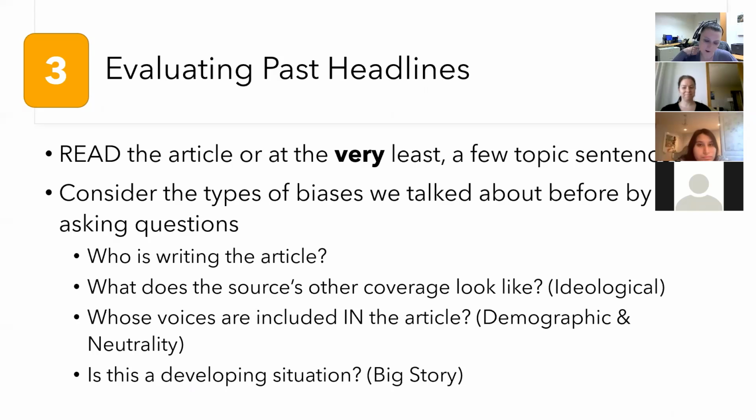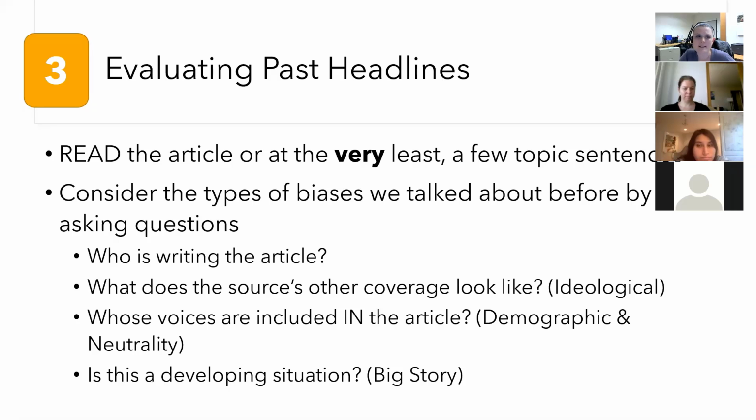So we just looked a little while ago at some types of bias, including partisan bias, ideological bias, and neutrality bias. These are some questions you can ask yourself when trying to identify which bias it is. So read the article. It's a simple task, right? But there are too many articles, and that's where it becomes a problem. Or at the very least, read a few topic sentences. Read the first sentence of the first few paragraphs.